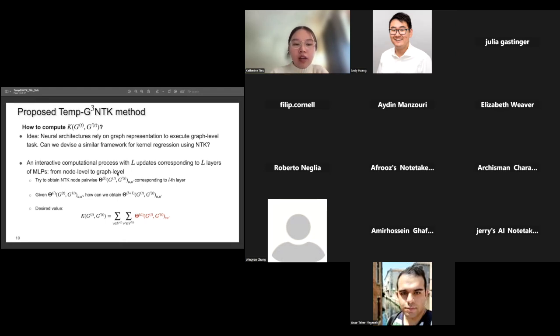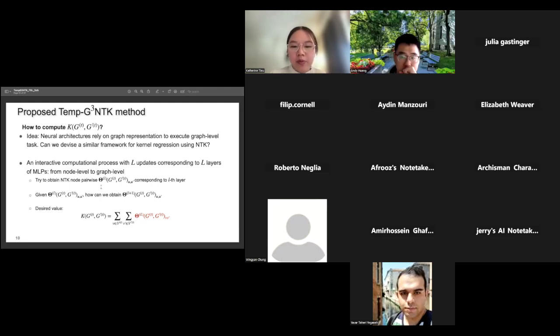So the high-level idea of obtaining this desired value is that we're first going from the NTK, the corresponding NTK matrix for node level. And then we step by step go through each of the L layers of the MLP to obtain the final value, which is the summation over the node representation processed by the L-th, the final MLP layer. So this is the overall framework, which is kind of dynamic programming based.